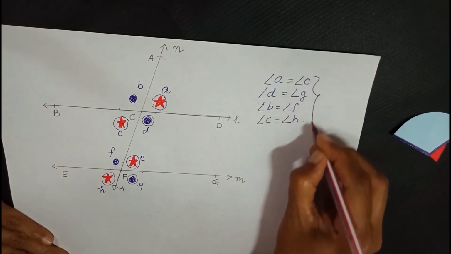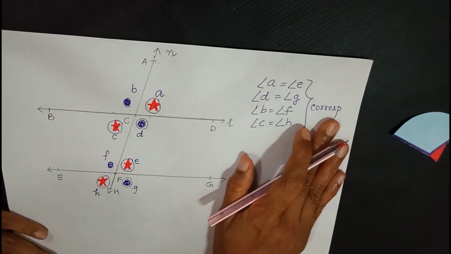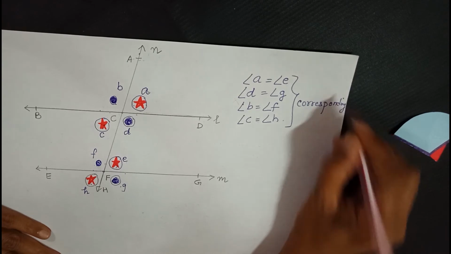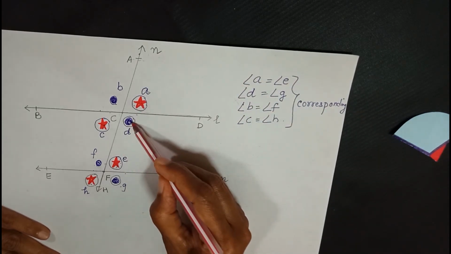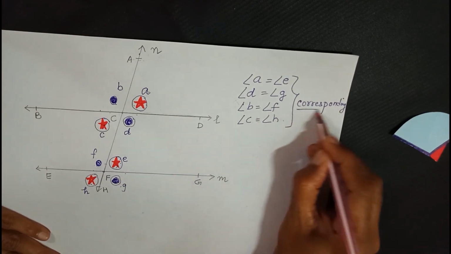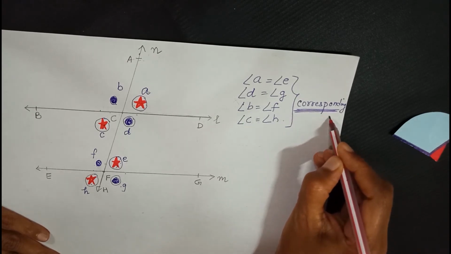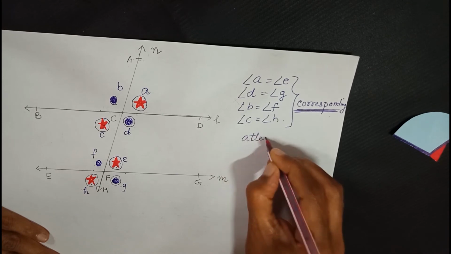So you can see all the four pairs of corresponding angles are equal in measure. So if this is 60, this also will be 60. If this is 100, this also will be 100. So we got the property of corresponding angles, that corresponding angles are equal in measure. Now let us talk about the alternate angles.